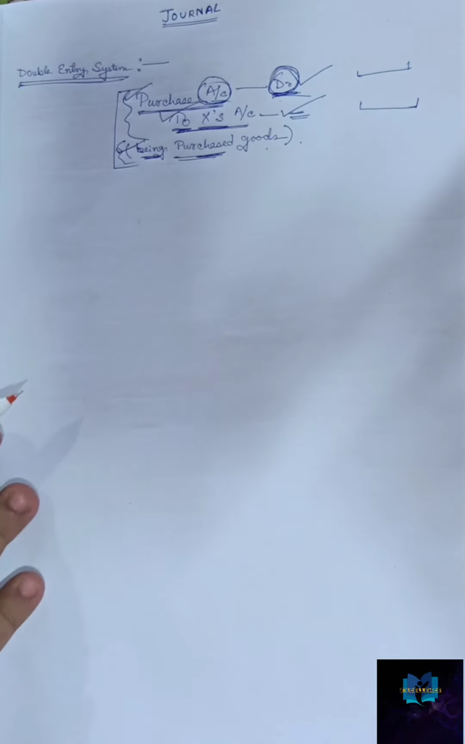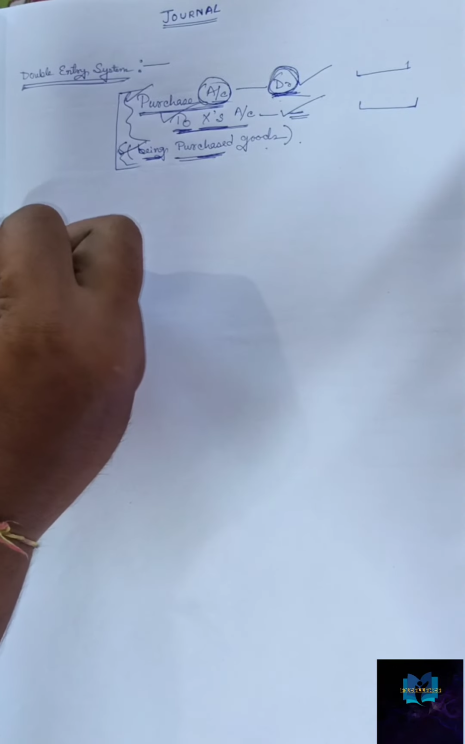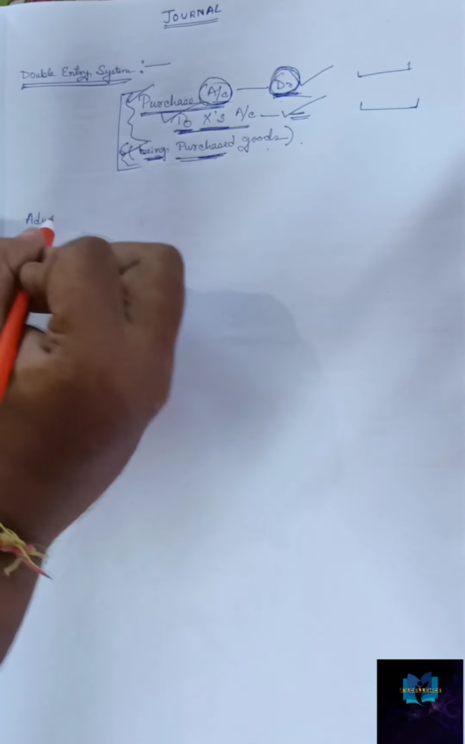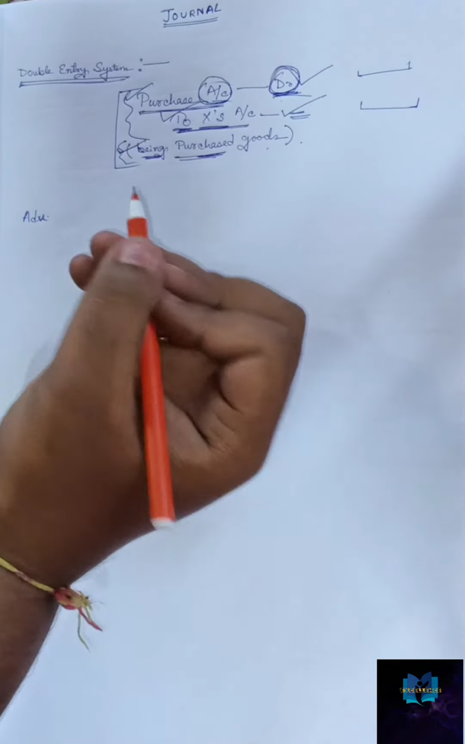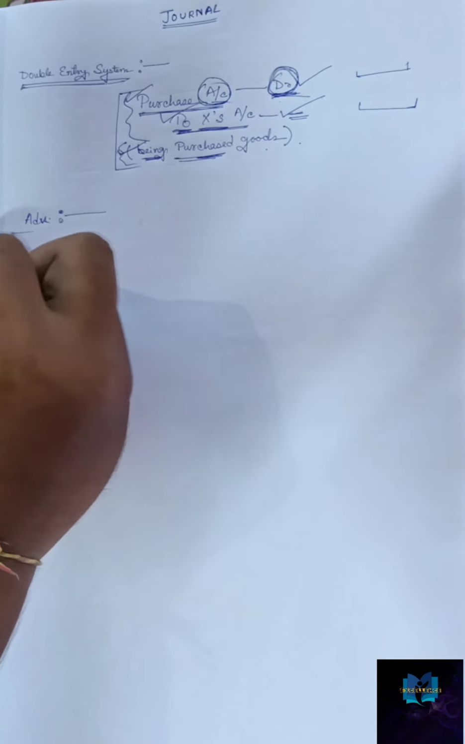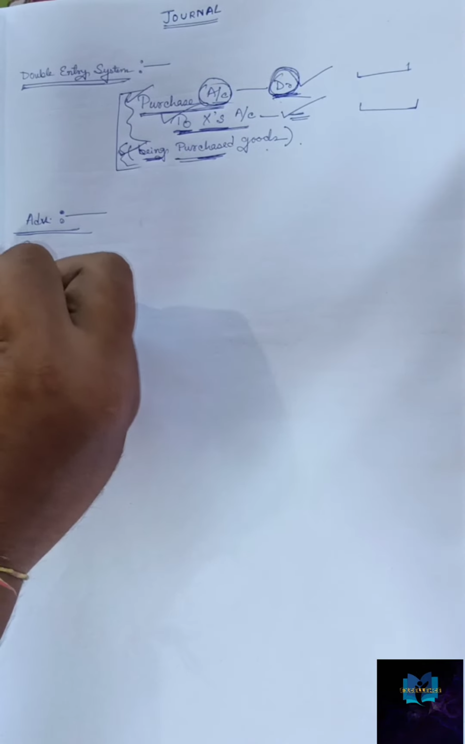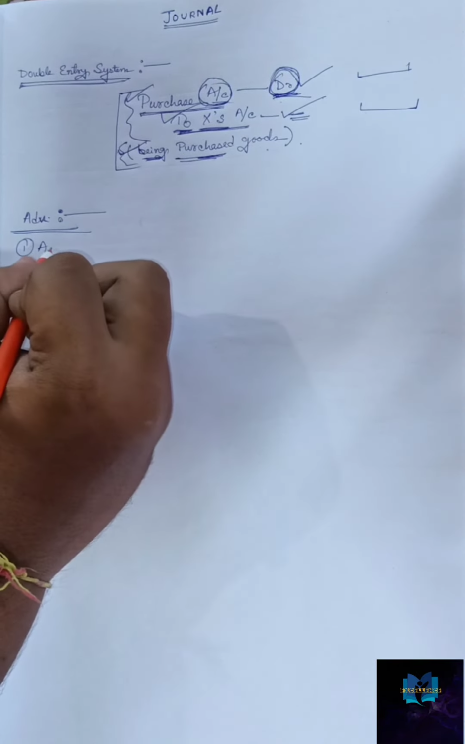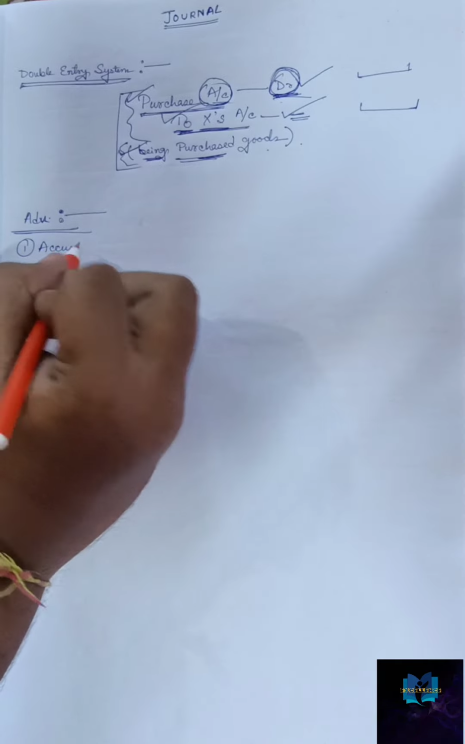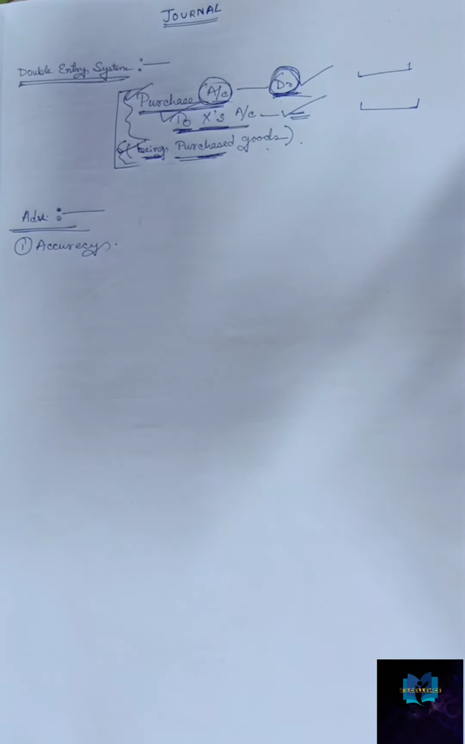And what are the advantages of double entry system? Means what are we using this double entry system for? Advantages. So double entry system increases the accuracy of the accounting purpose. So the first point will be accuracy.